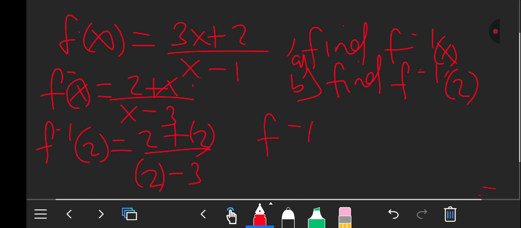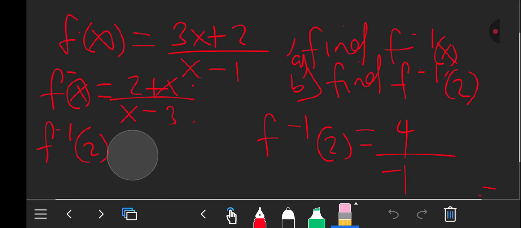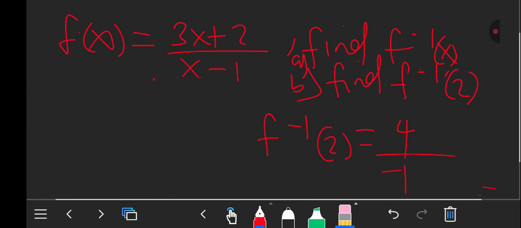So our f inverse of 2 will be equal to 2 plus 2, that is 4, over 2 minus 3, that is negative 1, right? So our f inverse of 2 will be equal to 4 divided by negative 1, that is negative 4. So this is the answer.